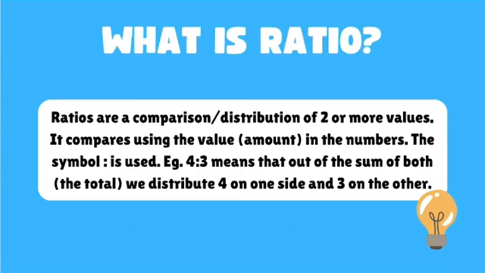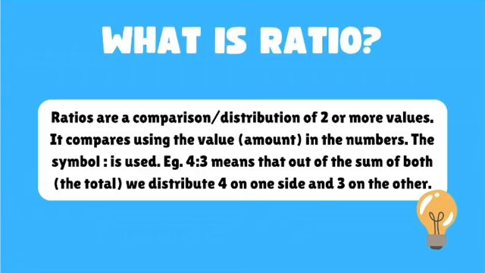So for example, 4 to 3 means that out of the sum of both, which is the total, I said that we are distributing or comparing two or more values from a big value. So this is the total, which is the big value. So 4 to 3, the big value is 7. So we are distributing 4 on one side and 3 on the other. So this is like distributed. We are dividing the number into two parts.